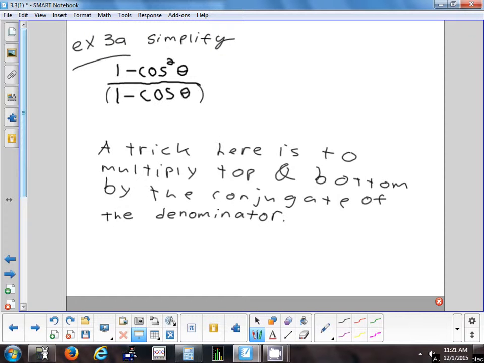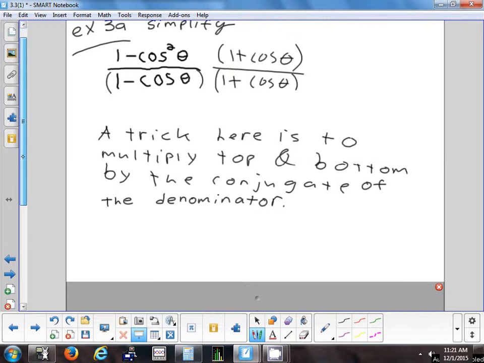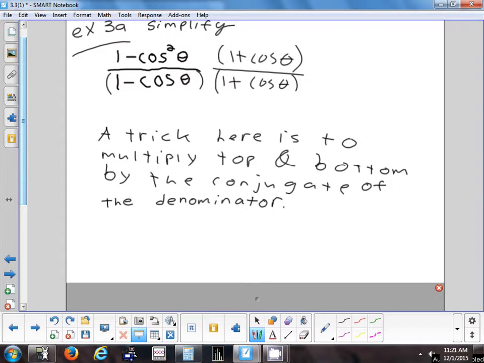So let's multiply top and bottom by that. I'm going to write the answer down below. When I do this out, I'm not going to multiply out what's in the top. I'm just going to leave it as 1 minus cosine squared times 1 plus cosine. The reason is I already know what's going to happen in the next step when I FOIL the bottom out.